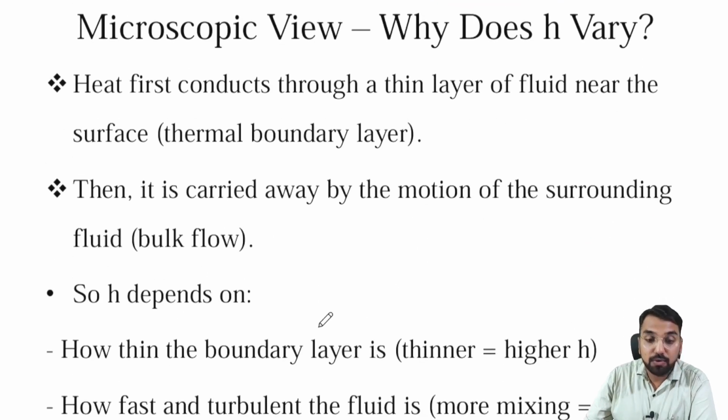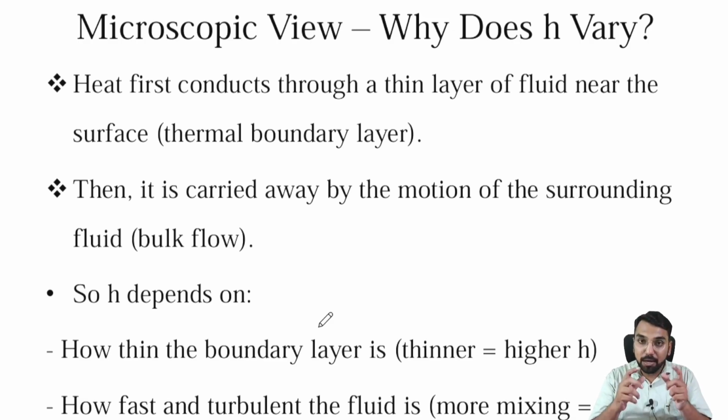So, the microscopic view: why does this H vary? As I said in the second slide, H, the convective heat transfer coefficient, mainly depends on fluid properties like viscosity, density, and thermal conductivity. Also the surface orientation, and the fluid flow or velocity, whether it is a laminar flow or a turbulent flow. But from a microscopic view, how does this H vary?